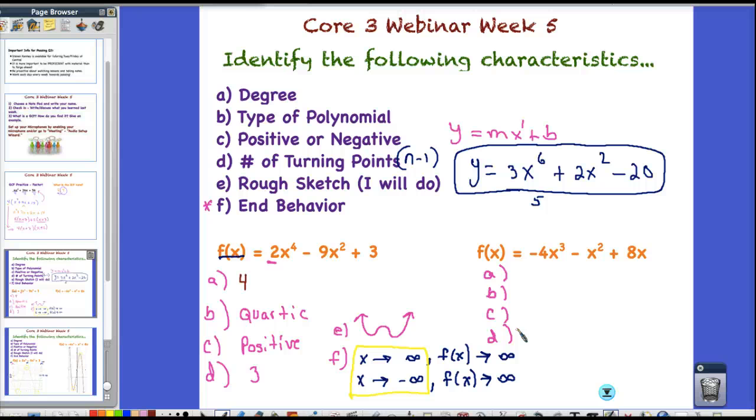How do I find the number of turning points? Oh, Emma, that was a good question. Remember this n minus 1 up here? N stands for the degree, the highest degree. So take the highest degree and subtract 1.